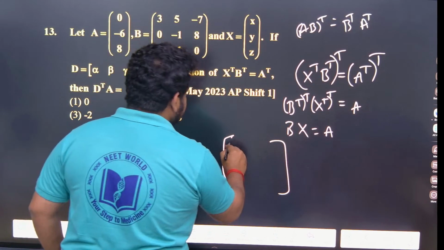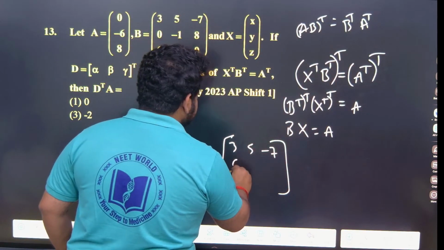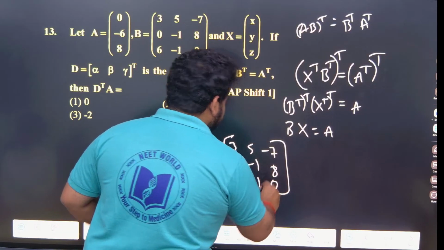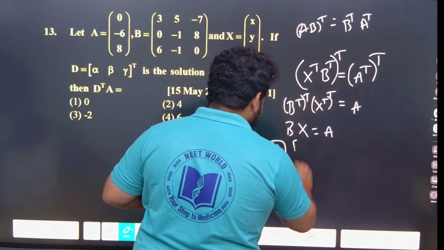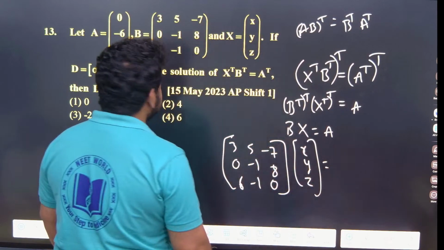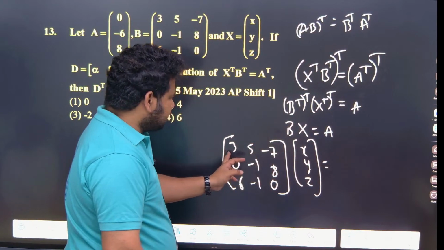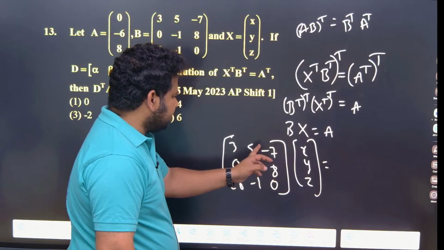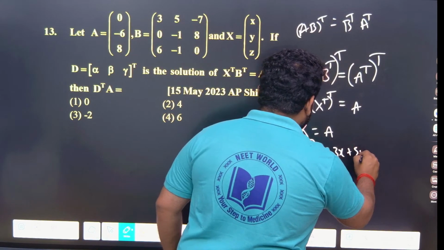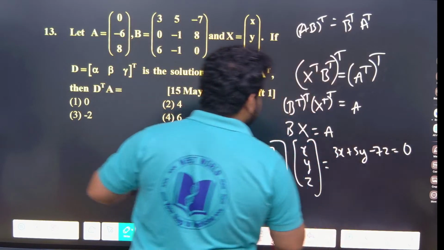B is what? 3, 5, minus 7, 0, minus 1, 8, 6, minus 1, 0. Okay, x is what? Here, x, y, z. This is equal to A, they are telling. Now we will multiply this. 3 into x is 3x. 3x plus 5y minus 7z is equal to 0. This is the first equation, we will write it.